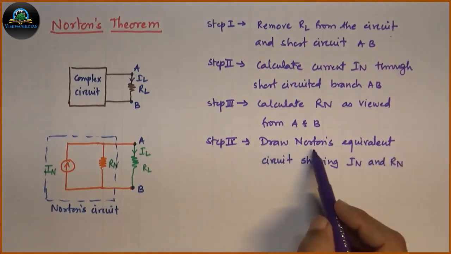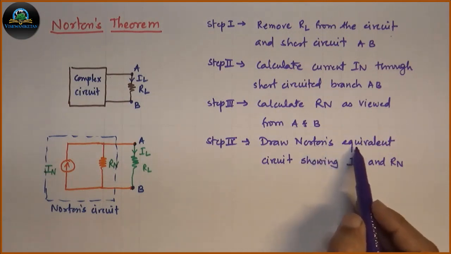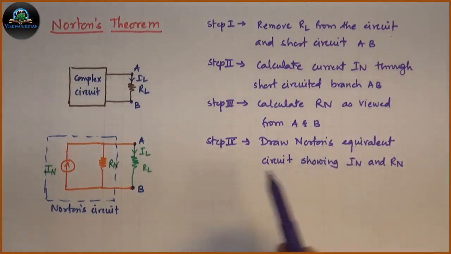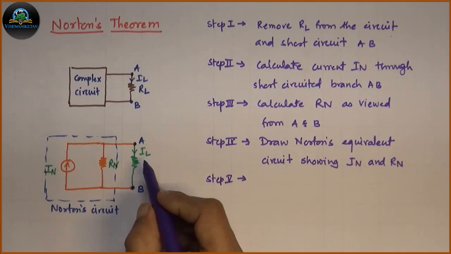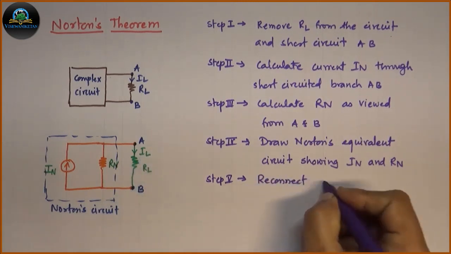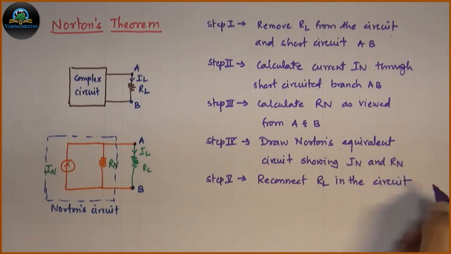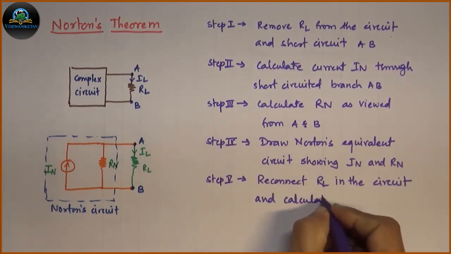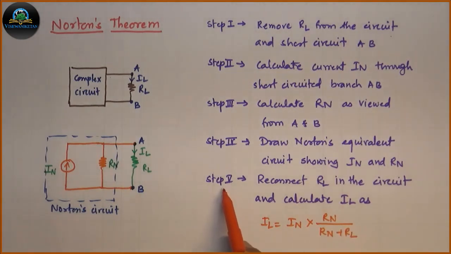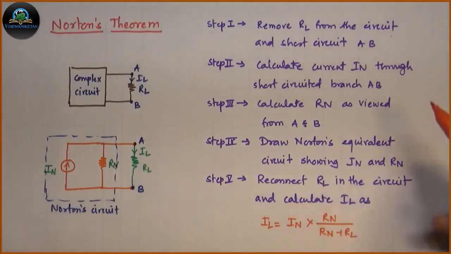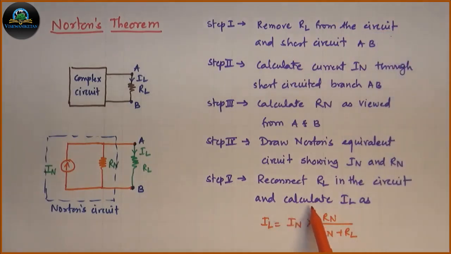Next step will be we will draw equivalent circuit of Norton's theorem showing In and Rn, which will be like this. And the last step will be to calculate current IL. The last step will be for calculation of IL. We will reconnect RL in the circuit which we have removed in step 1, and then calculate IL.